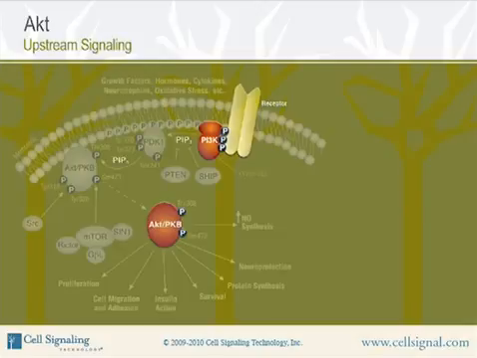PIP3 binds to the PH domains of several proteins, including AKT and PDK1. This PIP3, which is membrane-anchored, binds to the PH domain of AKT and causes the recruitment of AKT to the cell membrane.